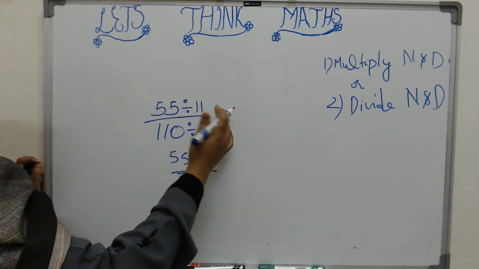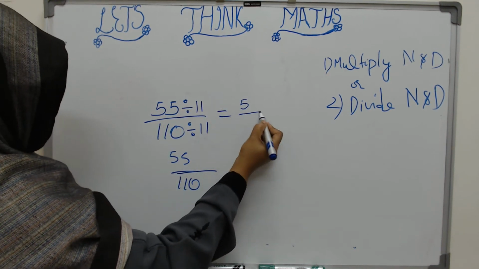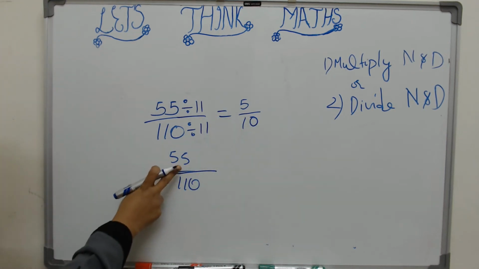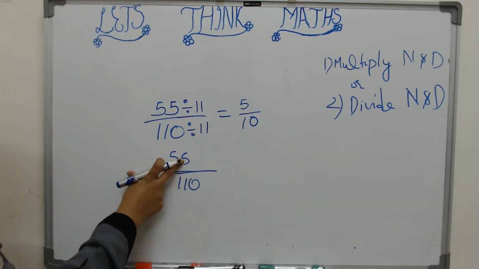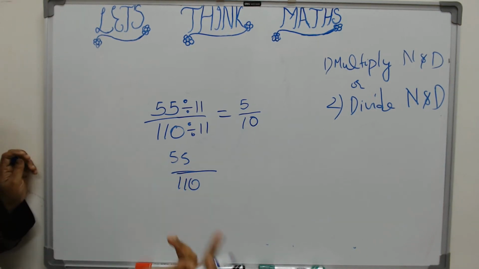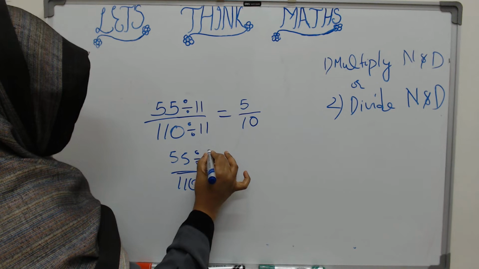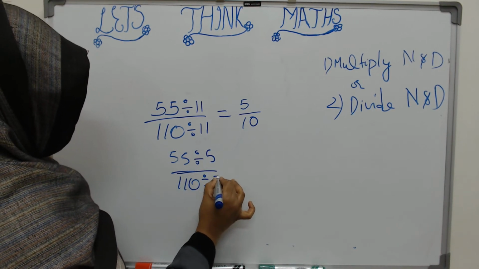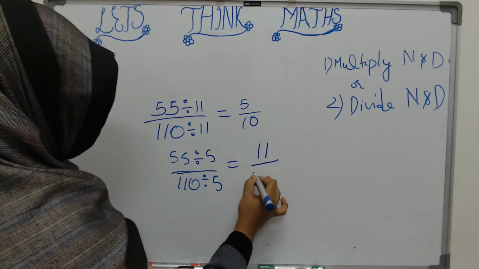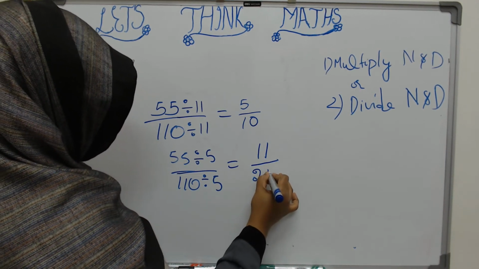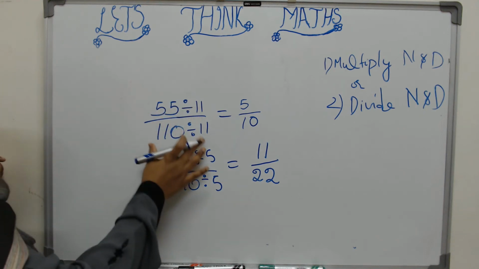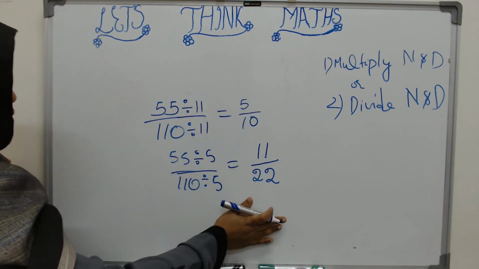So 55 divided by 11 would be 5, and this would be 10. Next, look at the last digit. One ends with 5 and the other ends with 0. So that means you can divide both with 5. So this is 11 by 22, right? So you have divided and you have got two different ones.